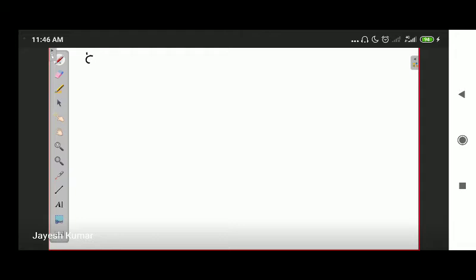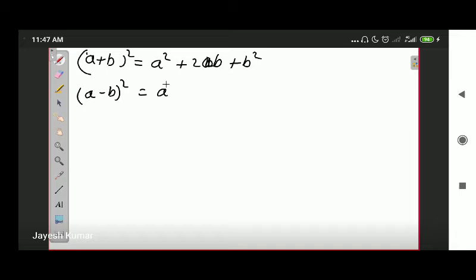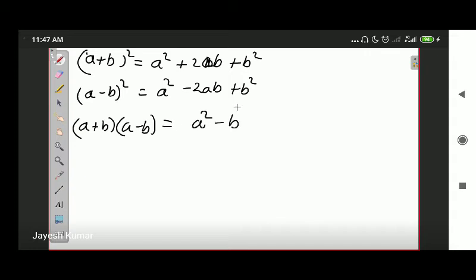We have discussed (a plus b) whole square is equal to a square plus 2ab plus b square. After that, (a minus b) whole square is equal to a square minus 2ab plus b square. In the same manner, (a plus b) into (a minus b), we determine its value as a square minus b square.